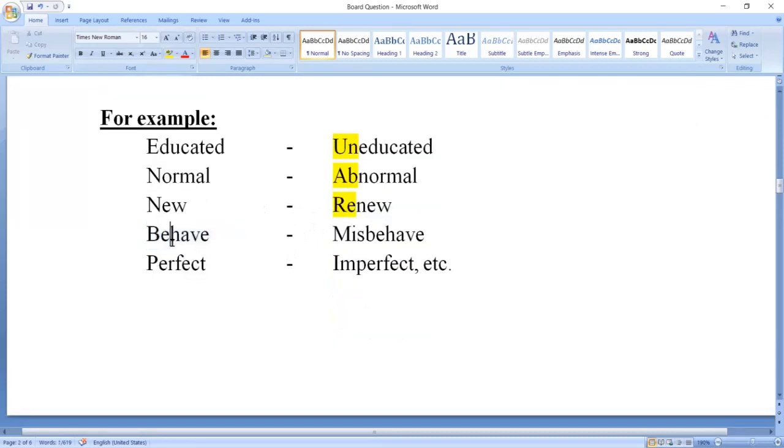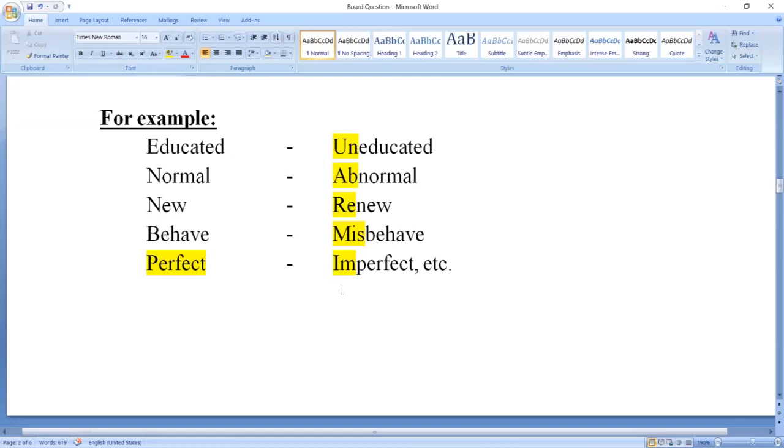Behave is a word, and we have added "mis" to make a new word, misbehave. Perfect is another word, and we have added "im" to make it into another word, and it has become imperfect. In this way, we can add some prefixes to make new words.